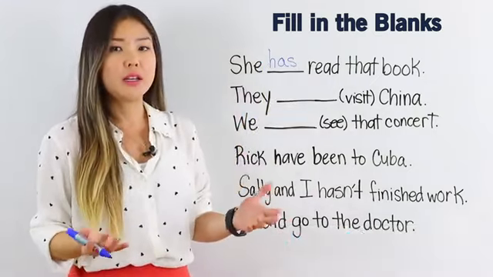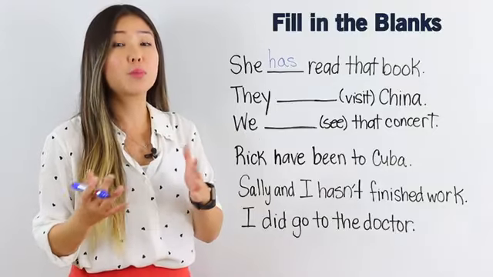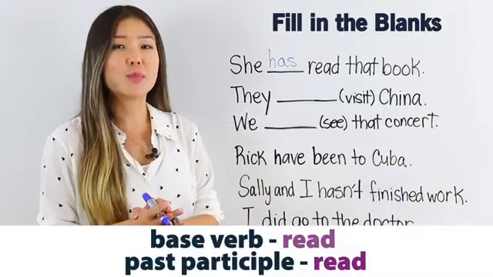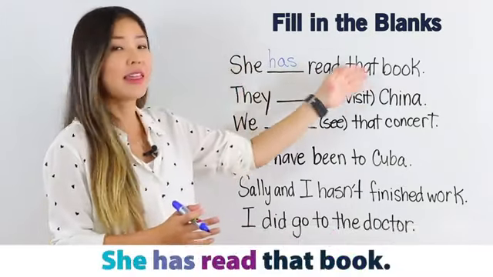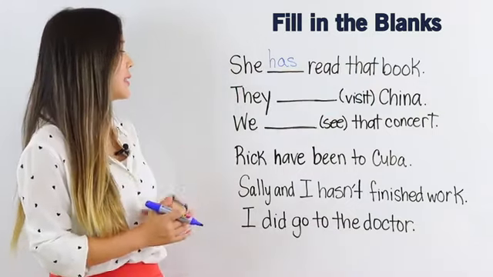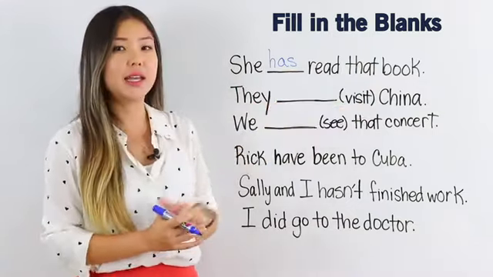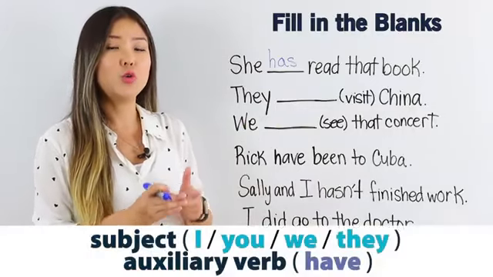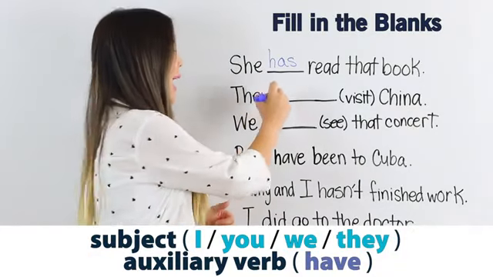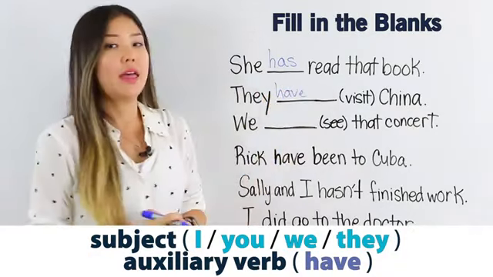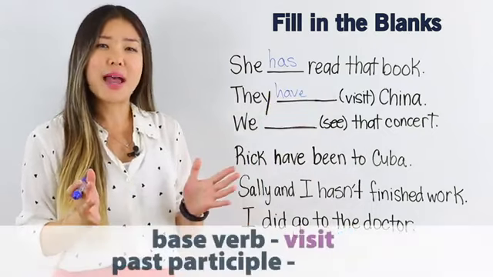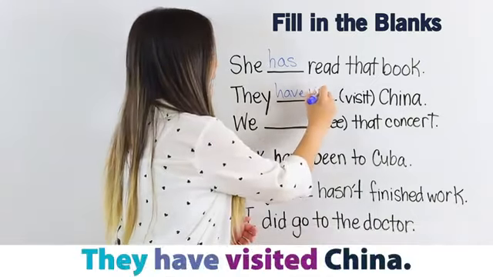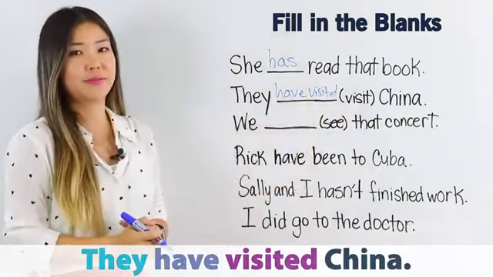It looks like read, but remember, we need to use the past participle of the verb, so it's actually read. Read and read are spelled the same. She has read that book. The second sentence says, they blank visit China. Visit is the verb that you want to use here. For I, you, we, and they, we use have, not has. They have. Now, what's the past participle of visit? The answer is visited. They have visited China.